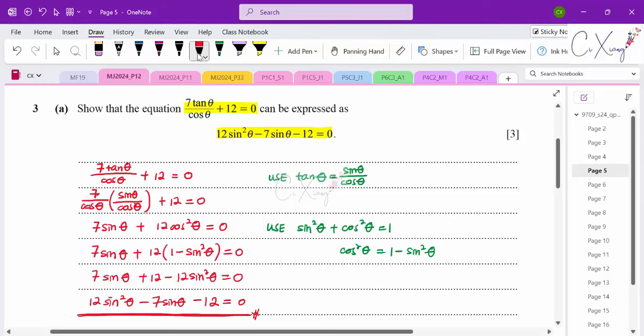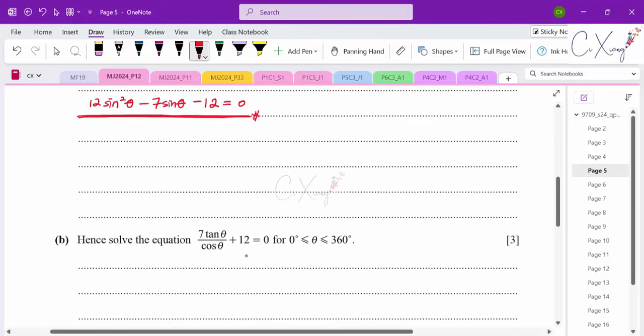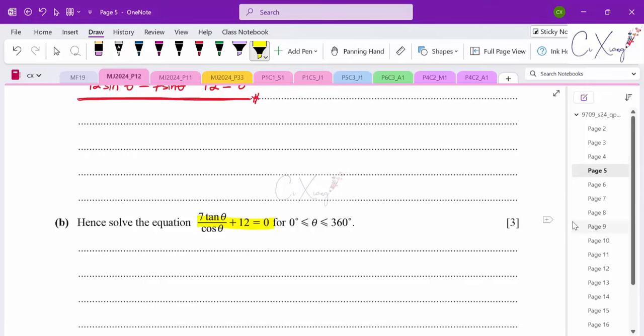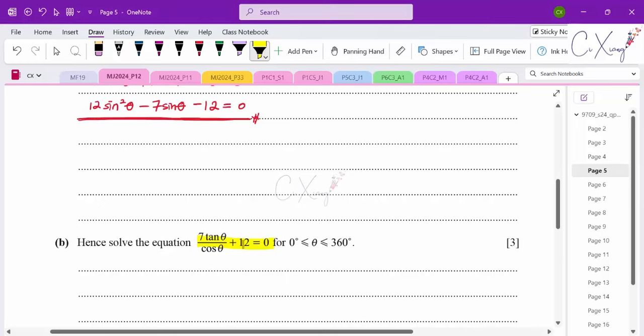Alright, yeah, so let's continue to part B. For part B, they want us to solve this equation. So again, usually for part A, when they ask us to prove something, usually for part B, you have to use the result that they ask us to show. Okay, so to solve this equation, you can directly solve it from here. Alright, so I'm not going to waste time. I directly copy the answer from this part first. Okay, and try to think how can I solve this equation.